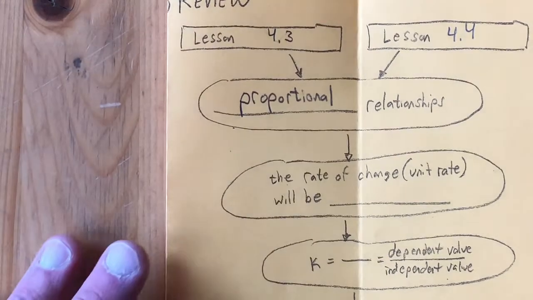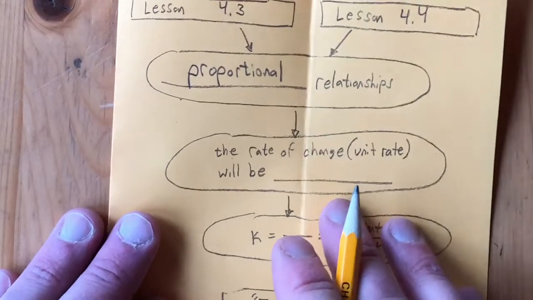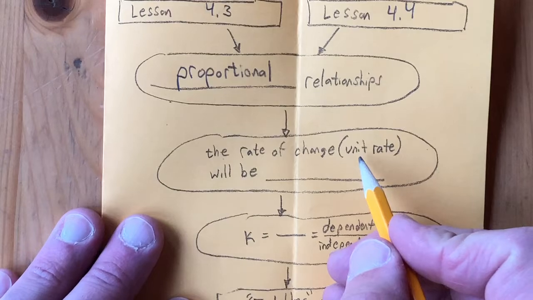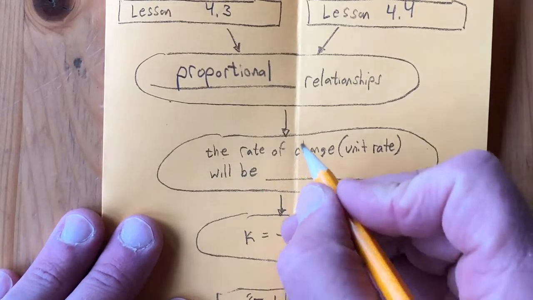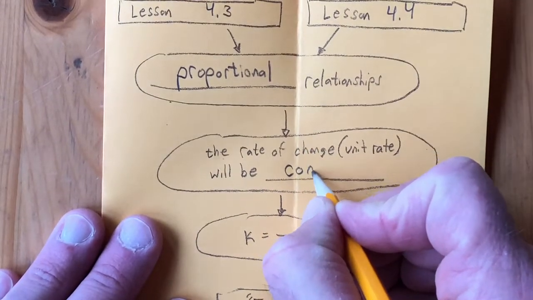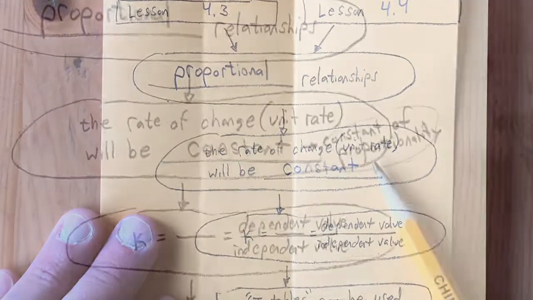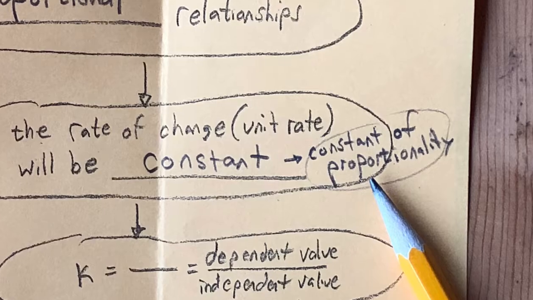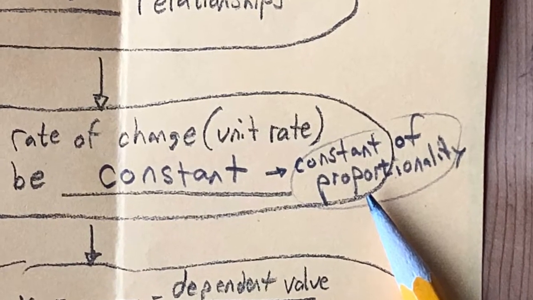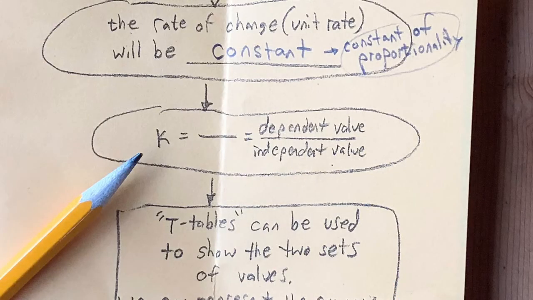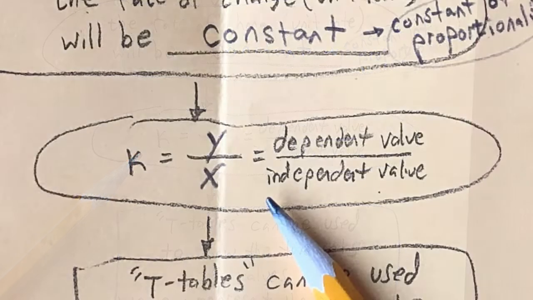So to be a proportional relationship, you got to have the rate of change or unit rate that is always what? It's going to be constant. And if the unit rate's always constant, we call it the constant of proportionality. It's a constant rate of change. And we represent that with a K, and K is Y compared to X, and the Y is the dependent, and the X is the independent value.